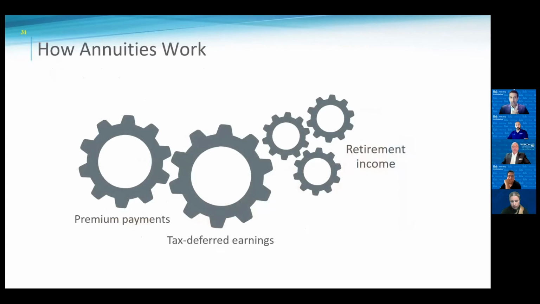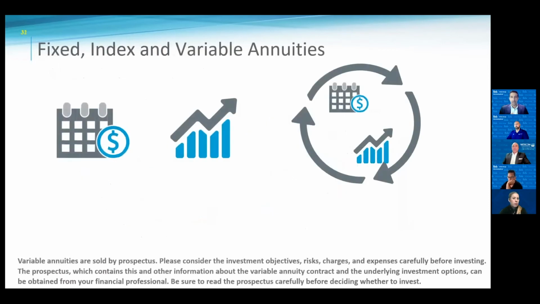Annuities, we won't spend too much time on annuities. These are investment types that are available to our members and to the general public. But annuities essentially are contracts, right? They're contracts with life insurance companies where there are certain guarantees, right? And there are many different types of annuities out there. The main ones we'll cover here briefly are fixed, index, and variable annuities.